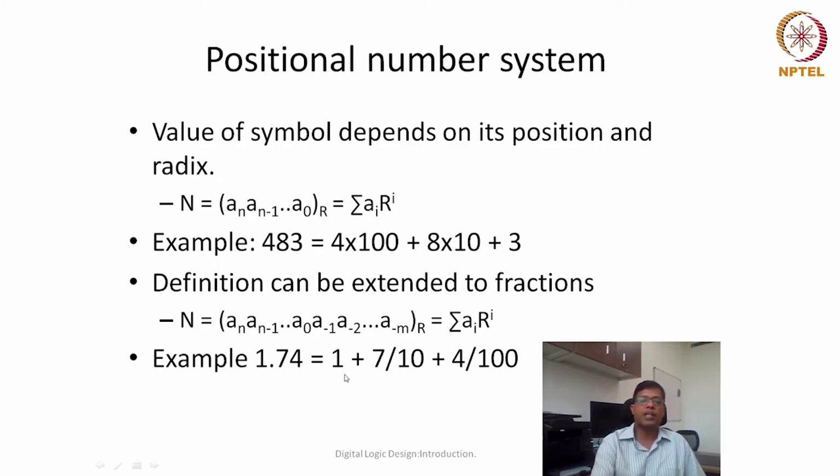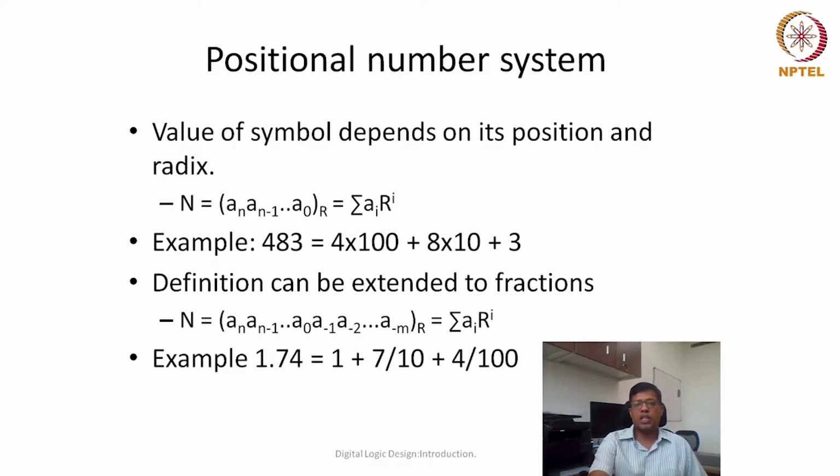it will start decrementing. Here 1.74, we understand that it is 1 plus 7 by 10, so 10 to the power minus 1, and plus 4 by 100 means 4 into 10 to the power minus 2. So in this way we can represent any kind of number, be it an absolute number, an integer, or a fraction. So let's try to extend this position based number system to the binary system.